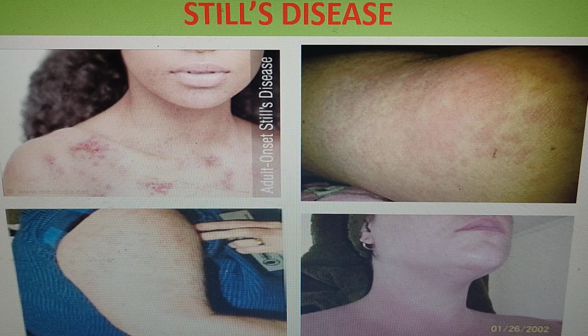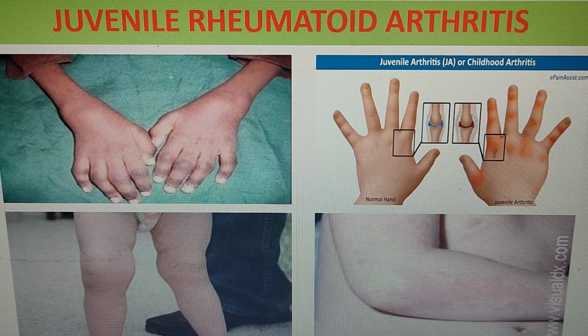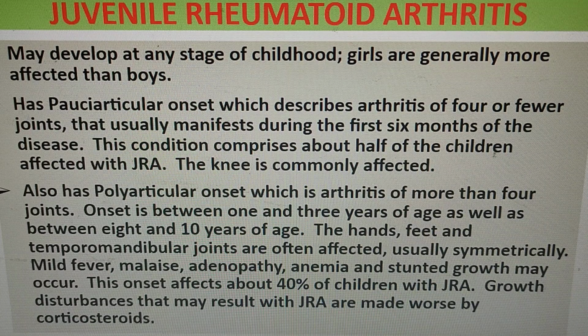So a picture of Still's disease. Take a look at this, guys. This is how it looks on children. Juvenile rheumatoid arthritis in children. It affects their joints. Juvenile rheumatoid arthritis may develop at any stage of childhood. Girls are generally more affected than boys. For more information, just read on this or take a look at this.